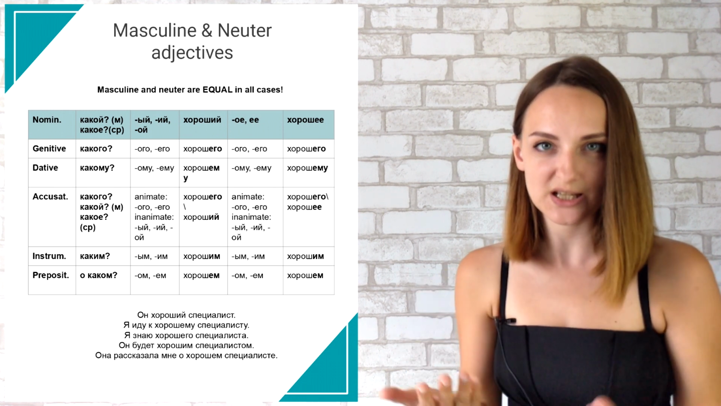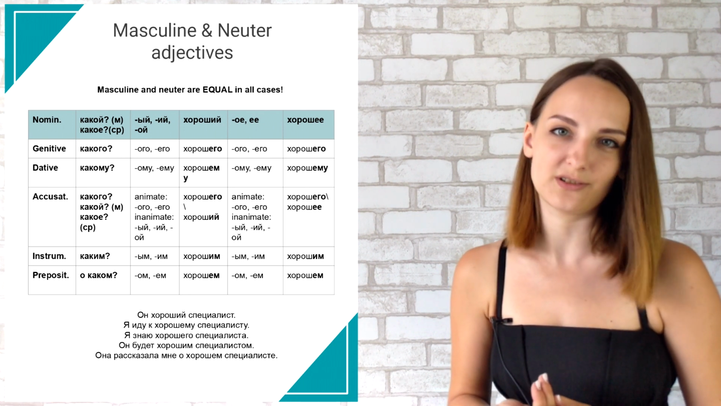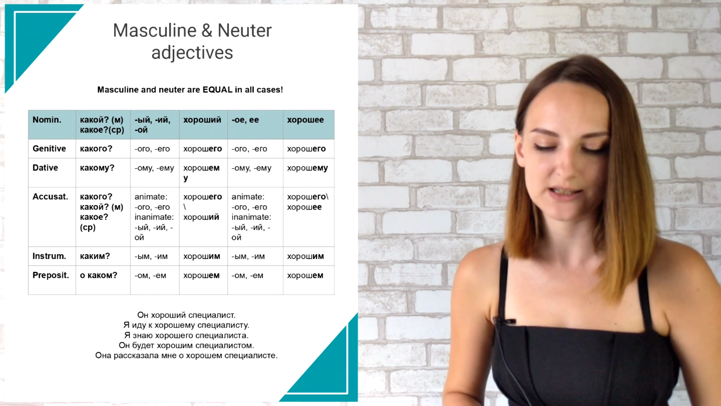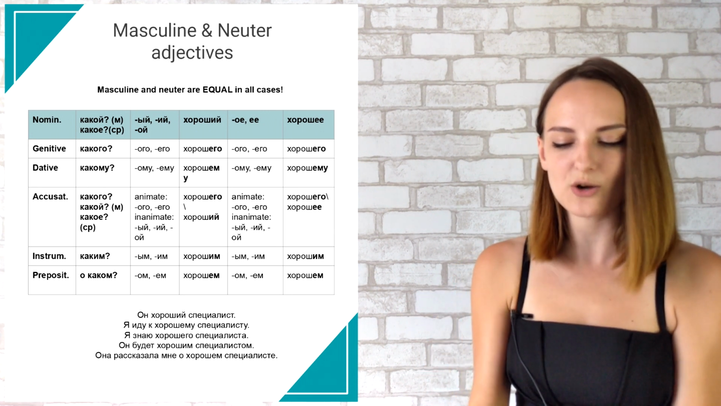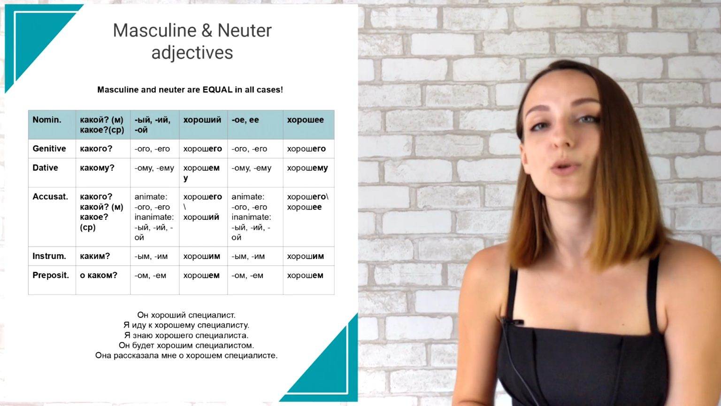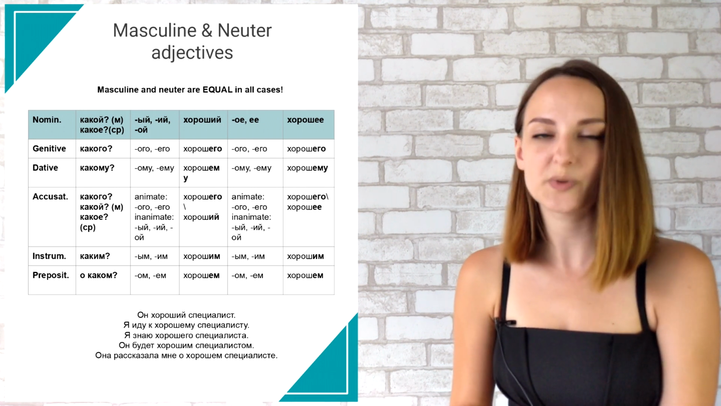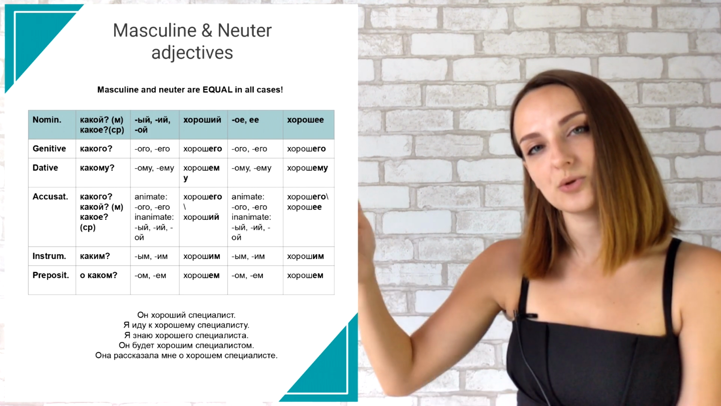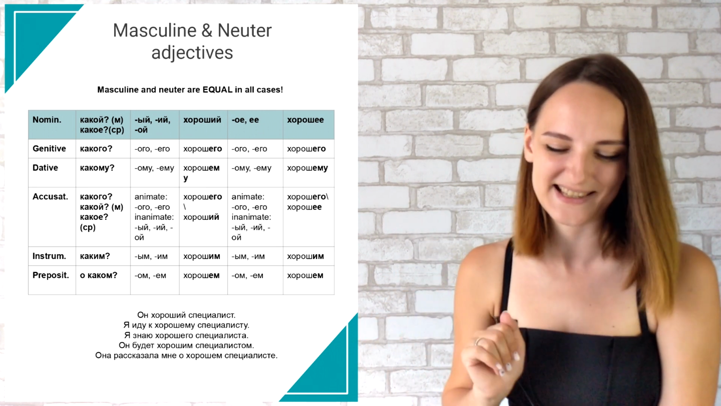Он хороший специалист. Специалист is kind of professional, да, как профессионал, специалист. So he's a master of his business. Он хороший специалист. Here хороший специалист is used in nominative case. Я иду к хорошему специалисту. I go to a good professional, да, хороший специалист. Вот.